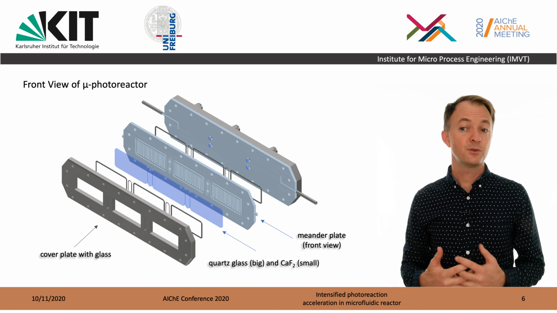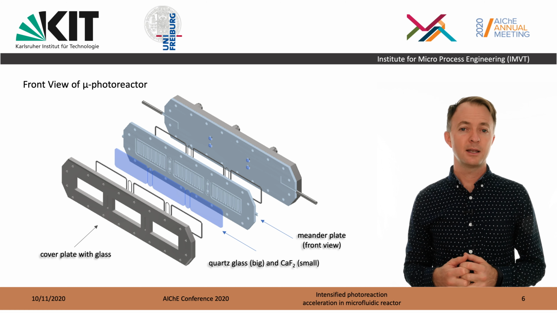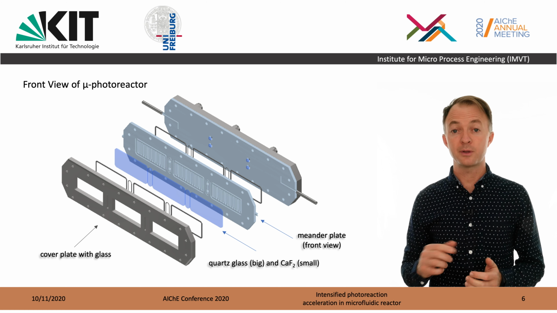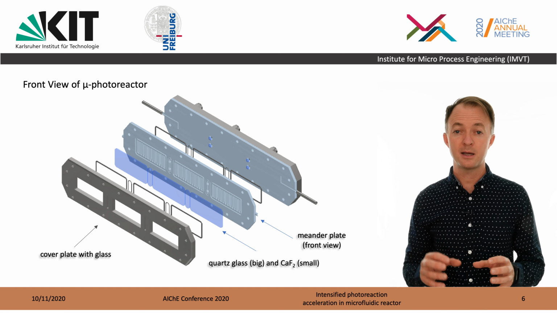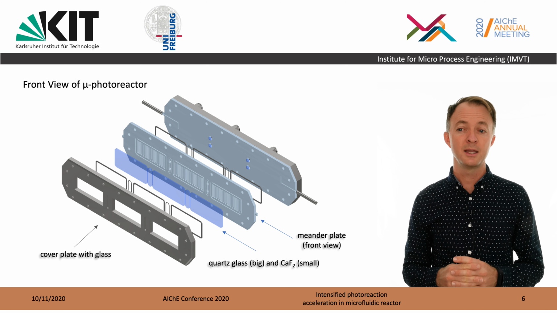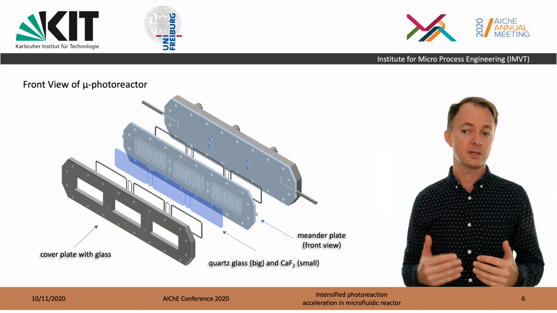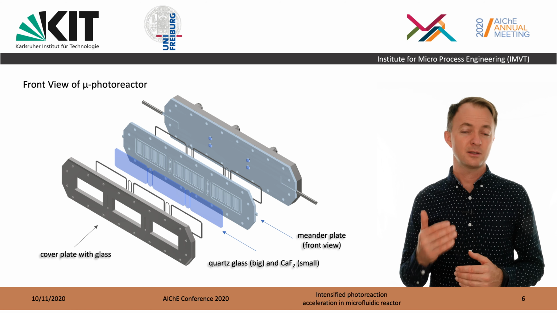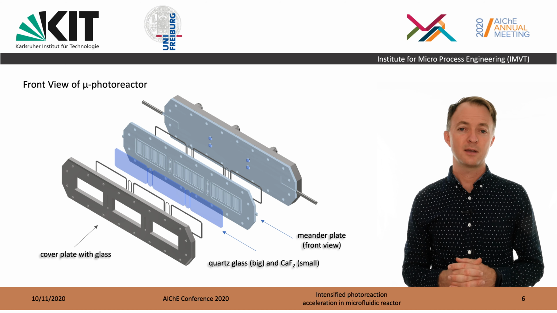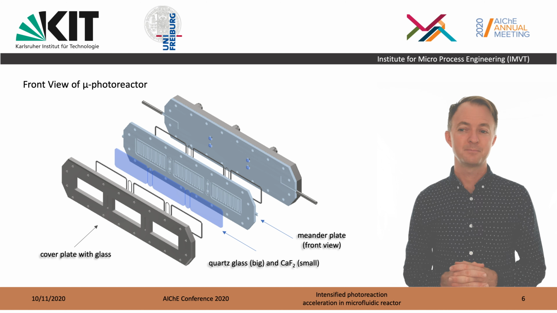If we look at a front view of the reactor, this allows us to see the meandering flow path in the 3 reaction zones and how they are spaced apart by the optical sensing zones. And you can see the very large quartz glass windows that cover the reaction zones, and the calcium fluoride glass that covers the IR sensing zones.